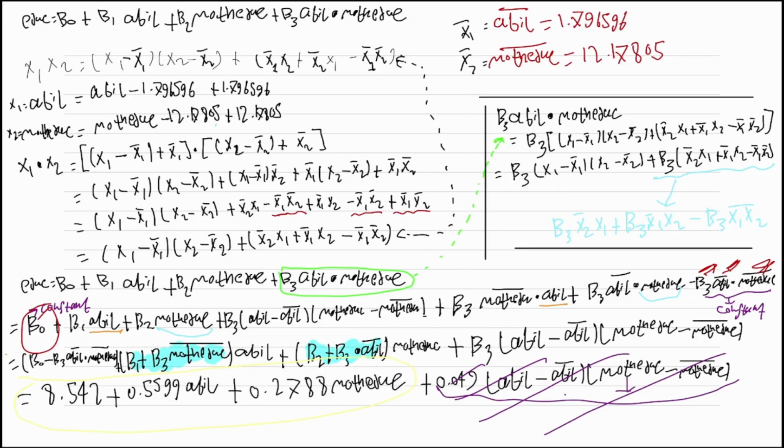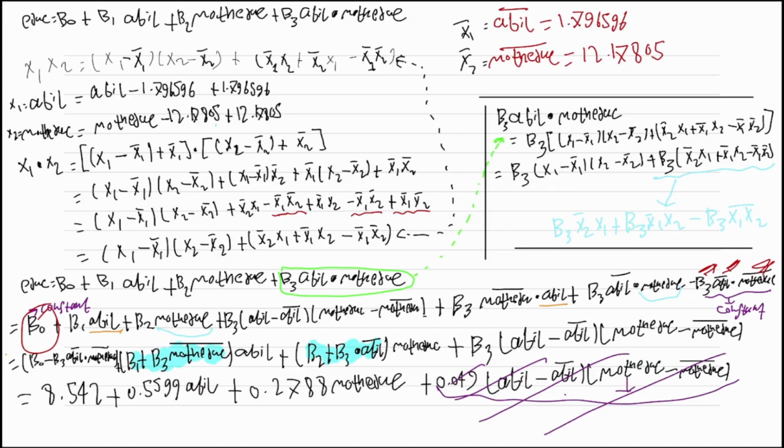And now we can use the normal interpretation, which is an increase of 1 unit of ability, holding everything constant, will increase my education by 0.5599. The same for mother education: holding everything constant, an increase by 1 in my mother education will increase education by 0.2788. But this is at which point? This is at the point of average ability, which is 1.7, and average mother education, which is 12.